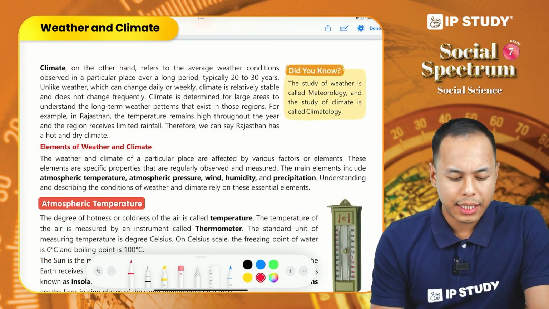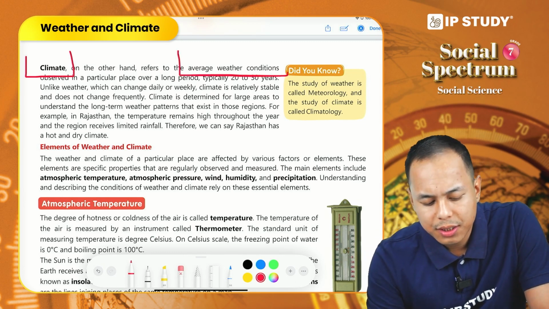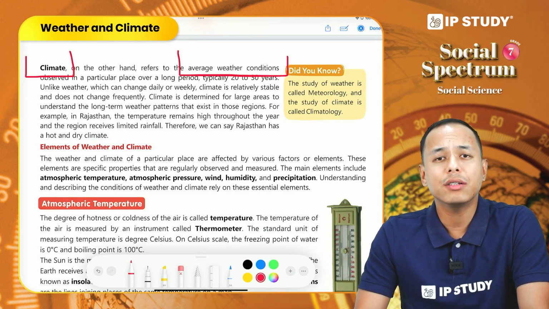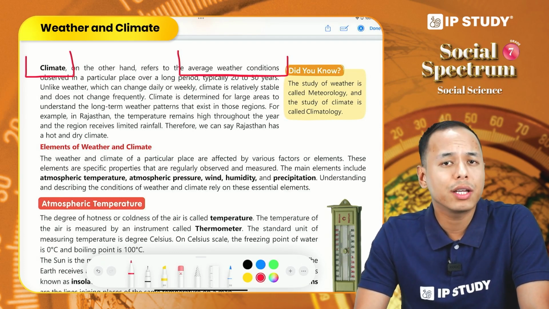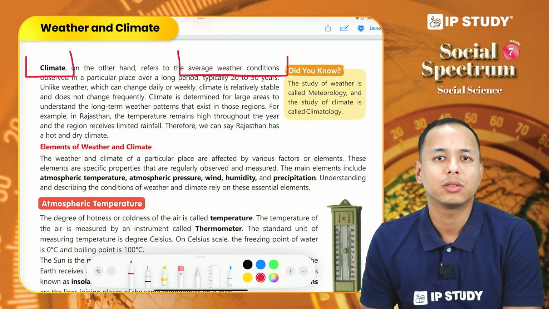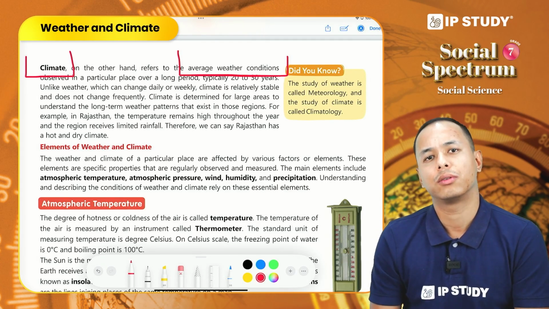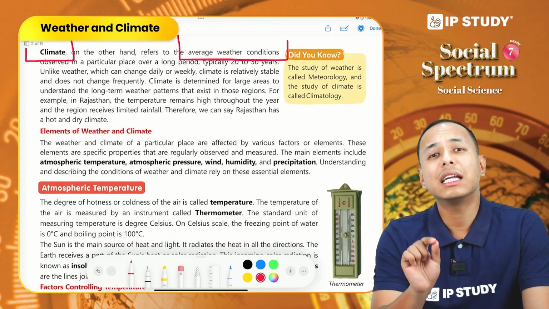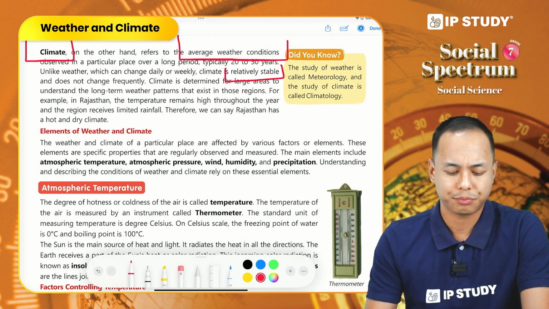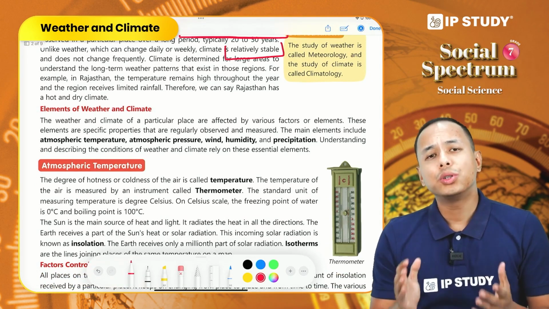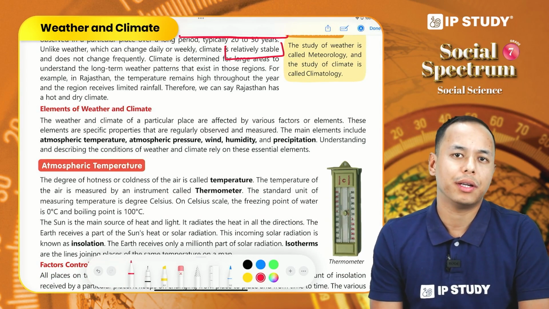On the other hand, climate refers to the average weather condition observed in a particular region for a long period of time, maybe 20 years or 30 years. Unlike weather, climate does not change rapidly. We cannot say that the climate at 12 o'clock is this and at 1 o'clock it is different. Climate is relatively stable and does not change frequently. It is usually determined for a large area to understand the weather pattern of that particular period.